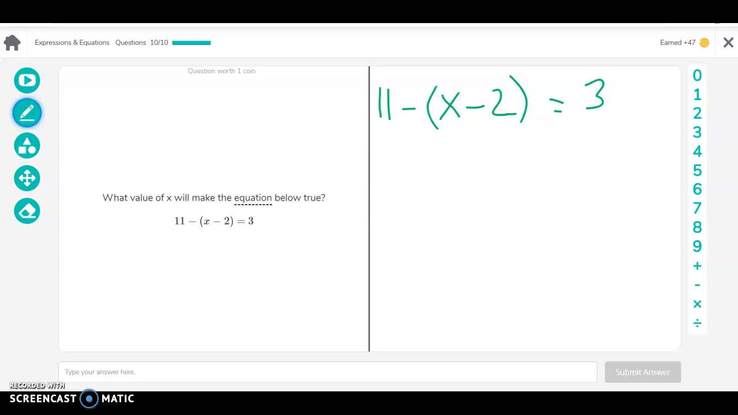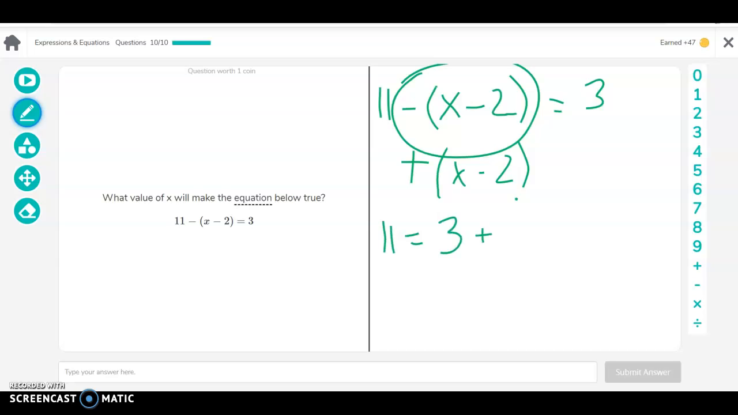So, we're going to move that set of parentheses first. This whole thing is going to be moved, and we're going to add it to the other side. Alright, so now this becomes 11 equals 3 plus x minus 2. I'm going to subtract this 3.